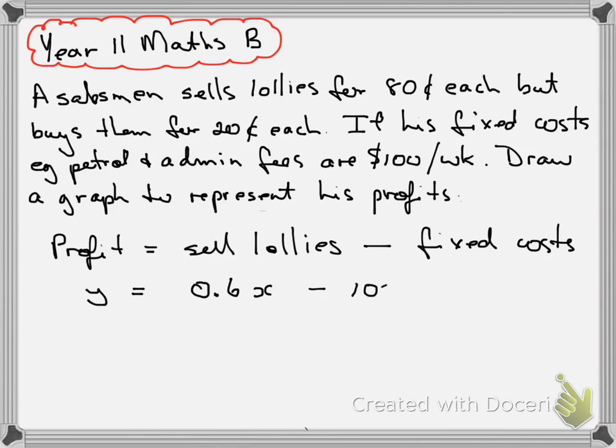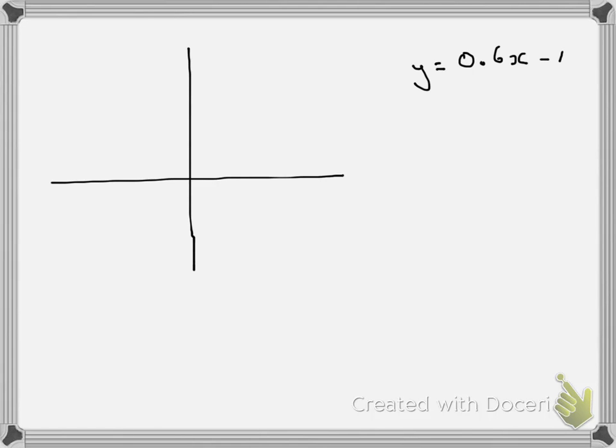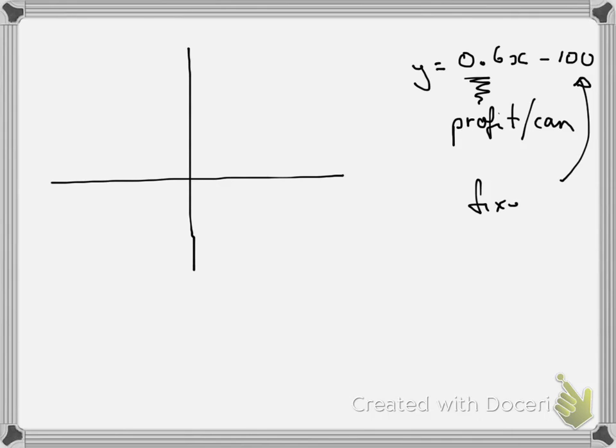But then he's got to take away his fixed costs. So there we now have an equation which we can graph. Remembering it is y equals 0.6x take 100. And remember the 0.6 is his profit per lolly, and that there was his fixed cost. So if you go to your Desmos and put that equation in, it'll be very quick and simple. But I haven't got Desmos here, so I'm going to make a table of data.